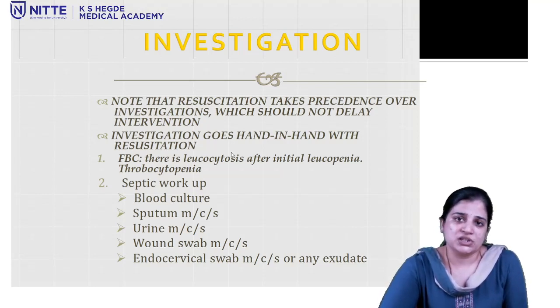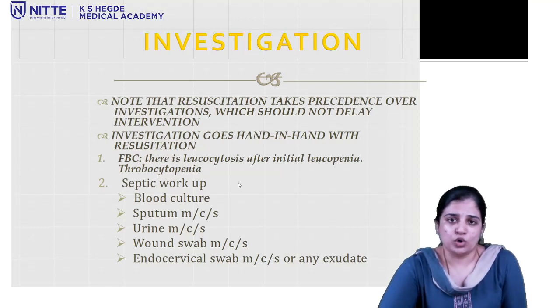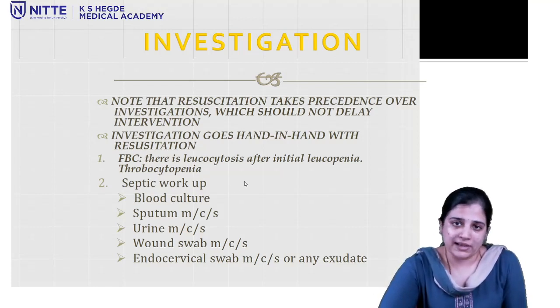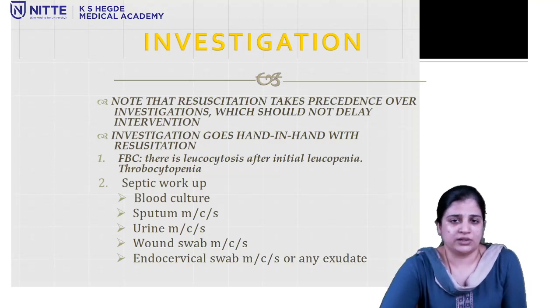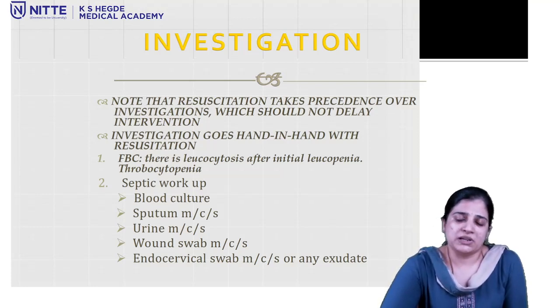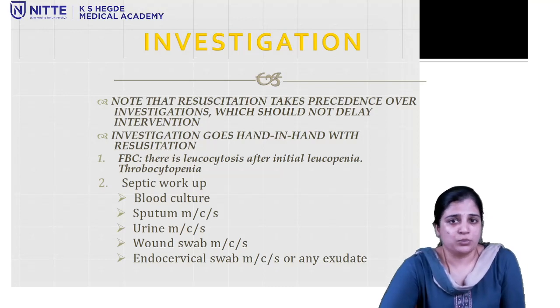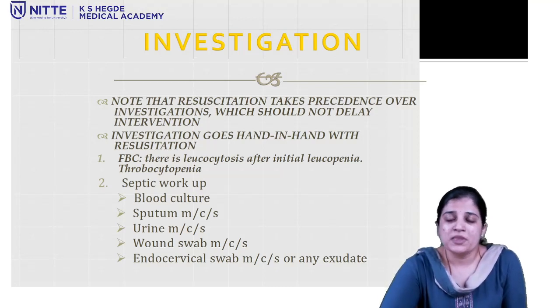The investigations we do: a full blood count is done, and in that we see hemoglobin, packed cell volume, total leukocyte count, and differential leukocyte count, including neutrophils and eosinophils. In the total leukocyte count we see whether it is decreased or not. We generally see whether there is leukocytosis or not, and whether platelets are normal or abnormal. When abnormal, it is called thrombocytopenia, which is a feature of septic shock.